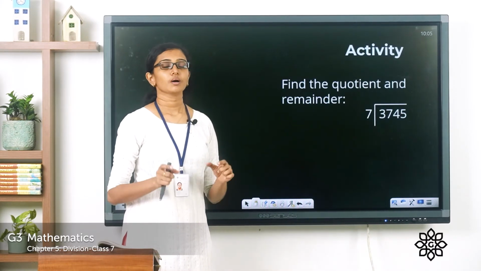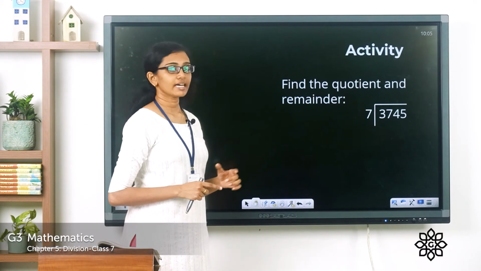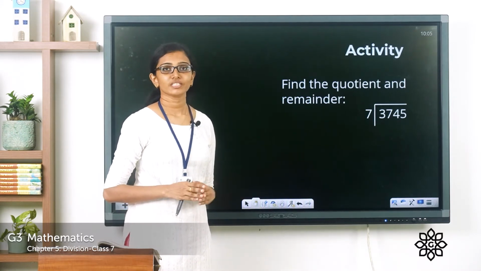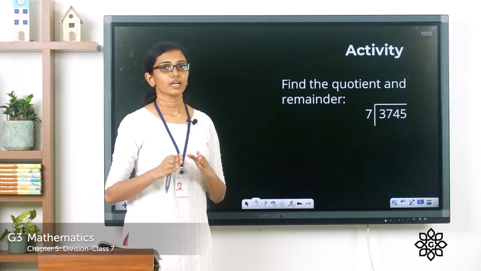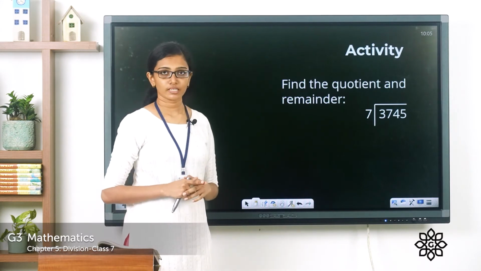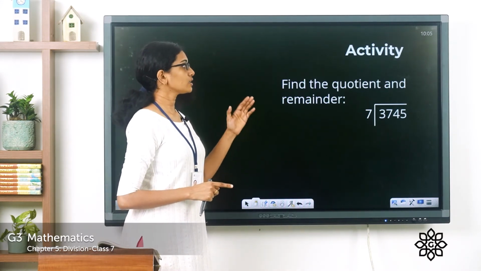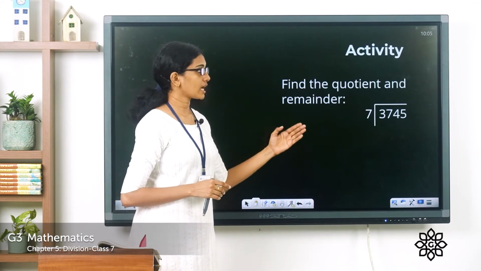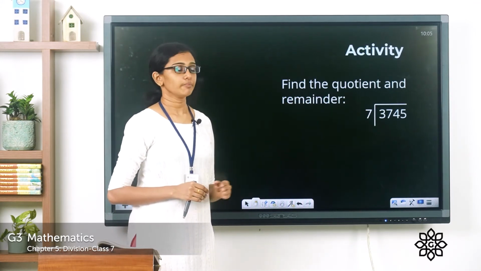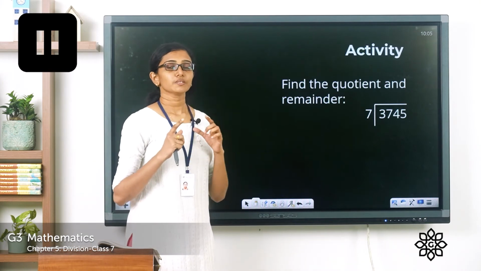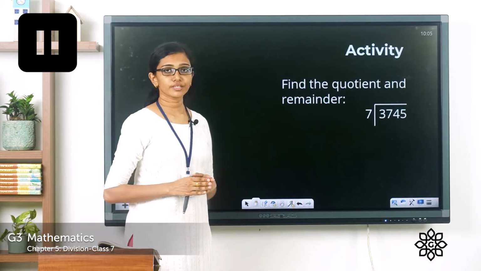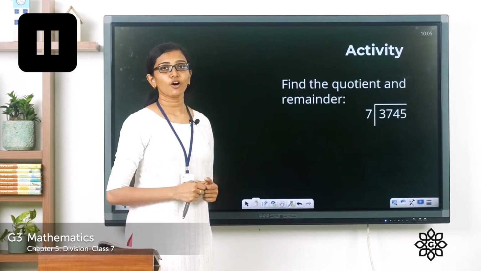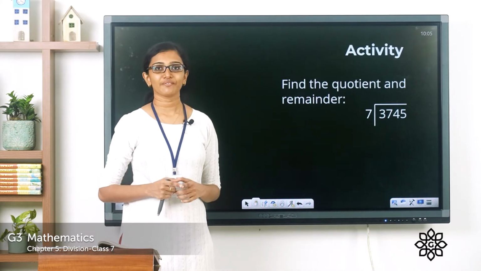In your notebook, put today's date. You can write the heading dividing 4-digit number by a 1-digit number. Then you can note down this question in your notebook. It is find the quotient and remainder of this division. 3745 divided by 7. Please pause the video, note down this question in your notebook, work it out and come back. Hope you are done with that question.